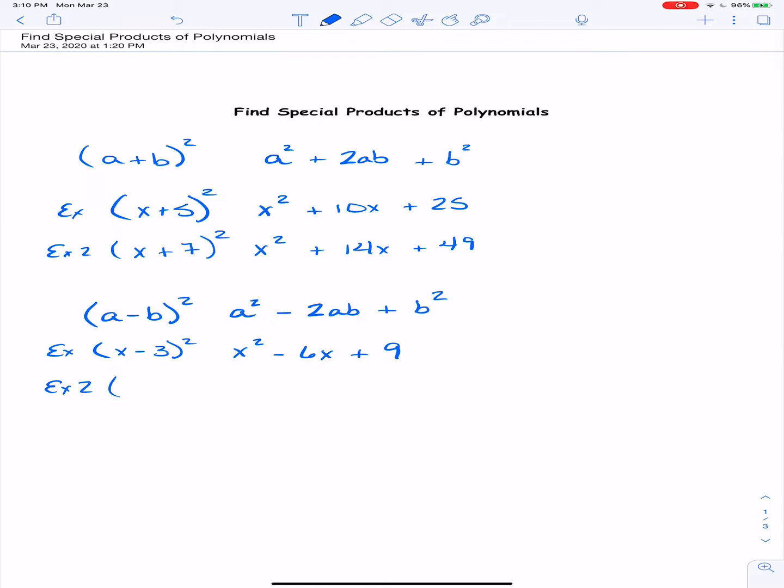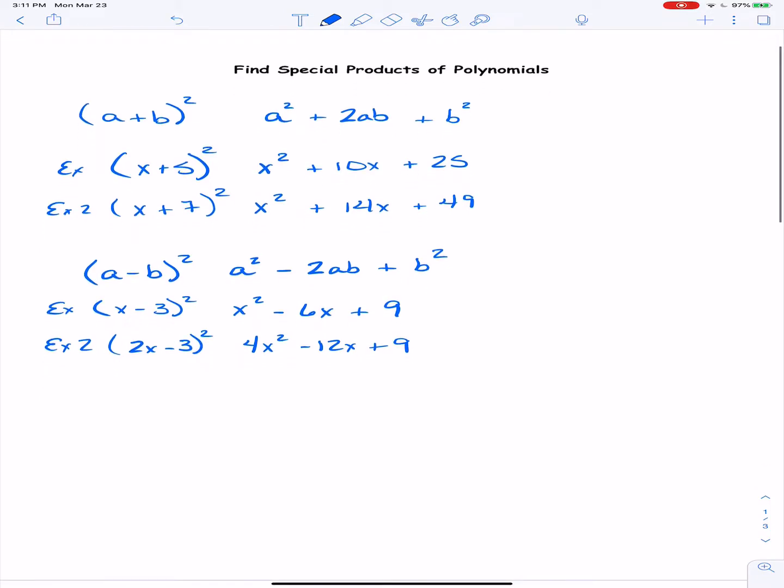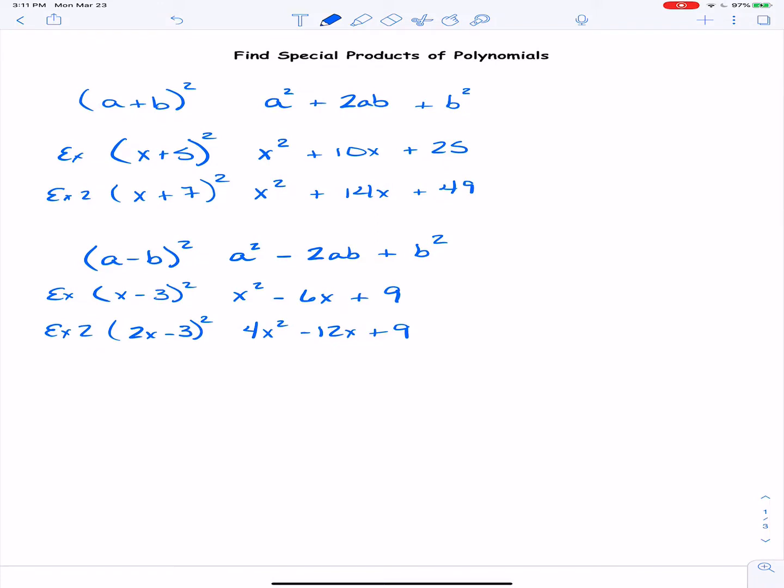So let's try something a little harder this time. Let's put a coefficient with our variable. So (2x - 3) squared: 2x squared is going to give us 4x squared. 3 times 2 is 6x, times 2 is going to give us negative 12x, and 3 squared is going to give us 9. Okay?